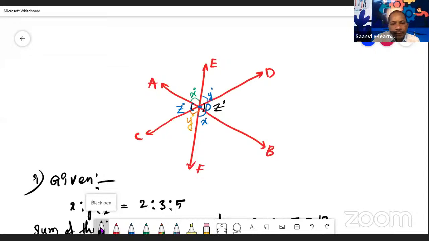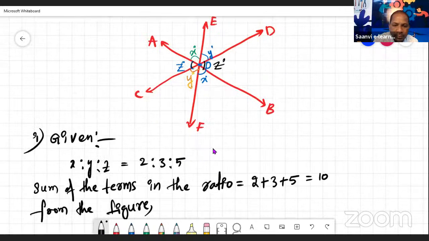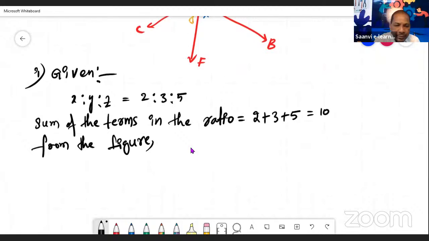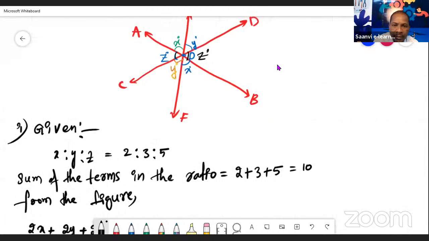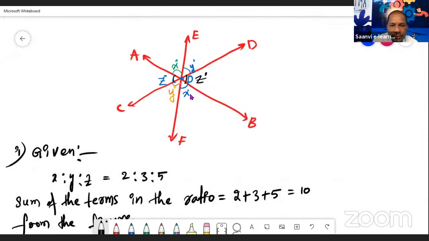It means if we observe this figure, two X's are there, two Y's are there, two Z's are there, isn't it? So now find their sum. Two X's are there means 2X plus two Y's are there means 2Y plus two Z's are there means 2Z. That is equal to, and all these angles are around the point. Okay, all angles are formed around the point.